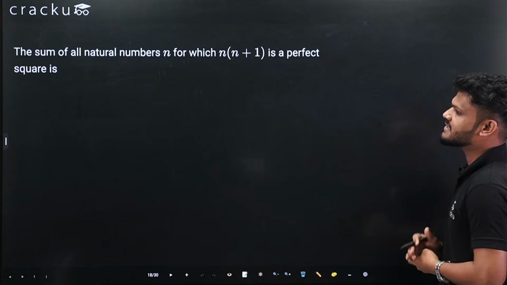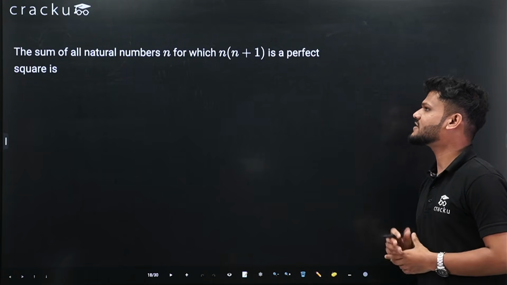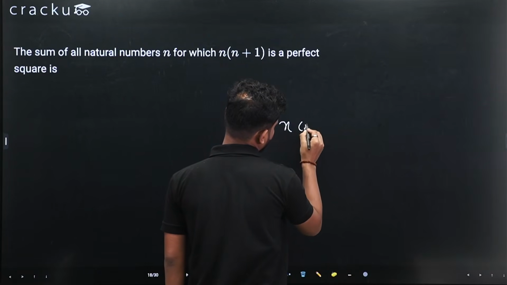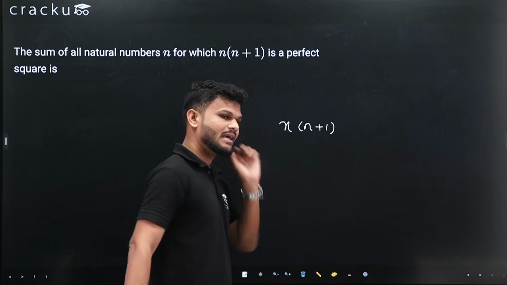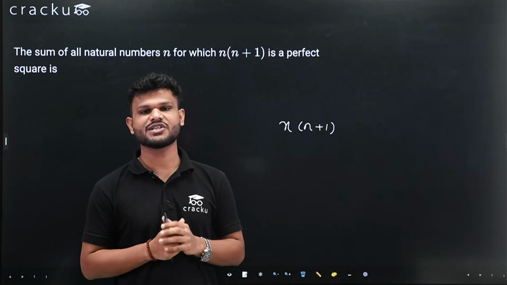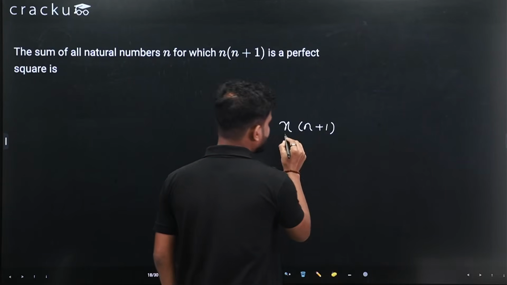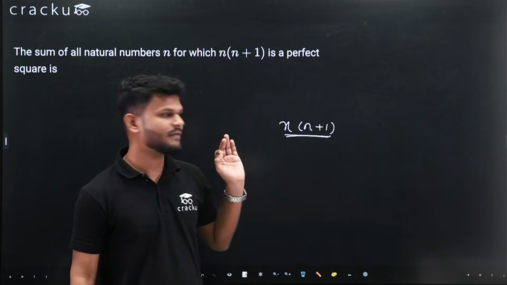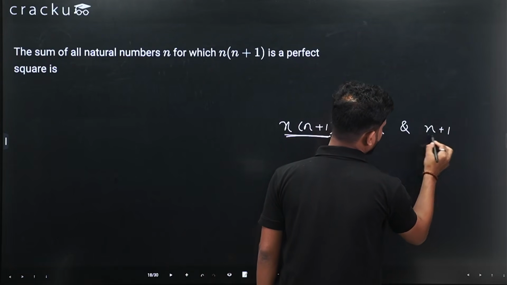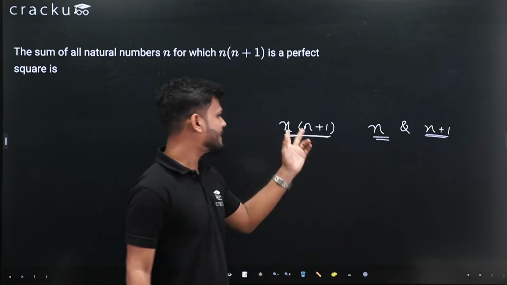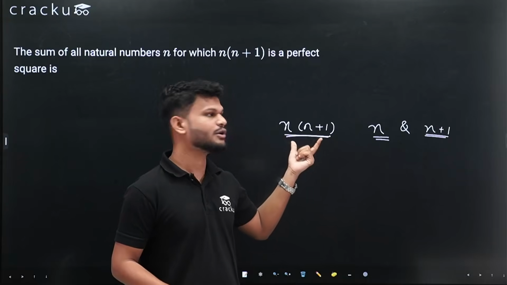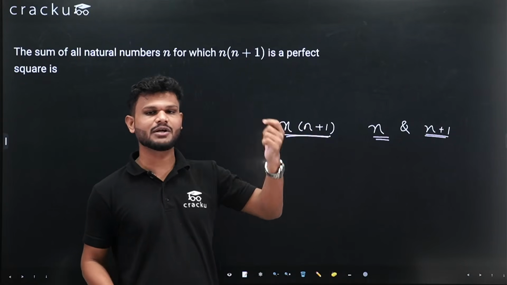In this question we are asked the sum of all natural numbers n for which n into n plus 1 is a perfect square. Now if you see, n into n plus 1 is a perfect square. N and n plus 1 don't have any factor in common because consecutive integers are always co-prime. So for this to be a perfect square, both n and n plus 1 should be what? Both of them should be perfect squares. Then only this number will be a perfect square. Otherwise, it doesn't have any factor in common, so you cannot multiply the common factors and make it a square.